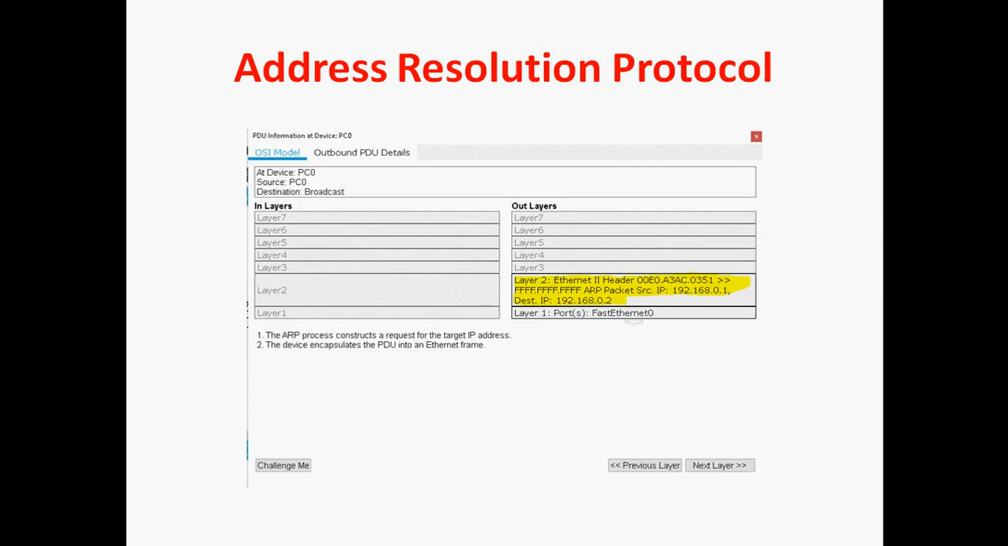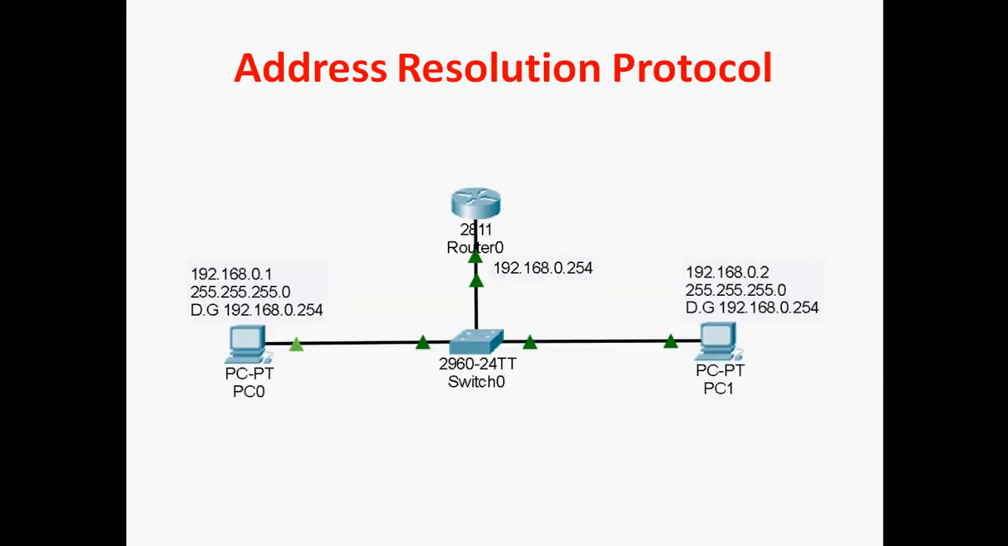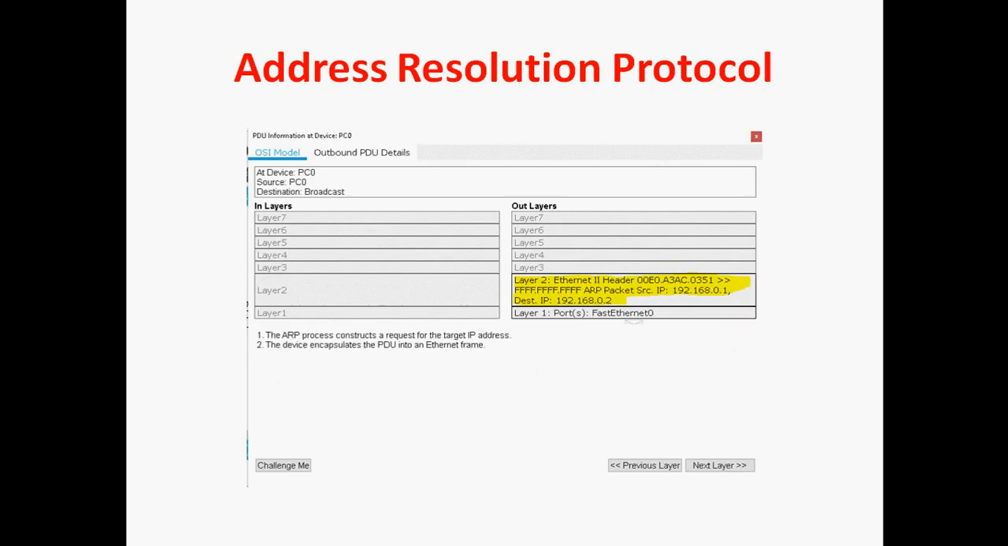Okay, so in the first scenario, I'm using this topology. Using this topology, I'll work it out. From PC0, I'm just typing ping 192.168.0.2. After typing that, this is an ARP request. This packet was captured from Cisco Packet Tracer.